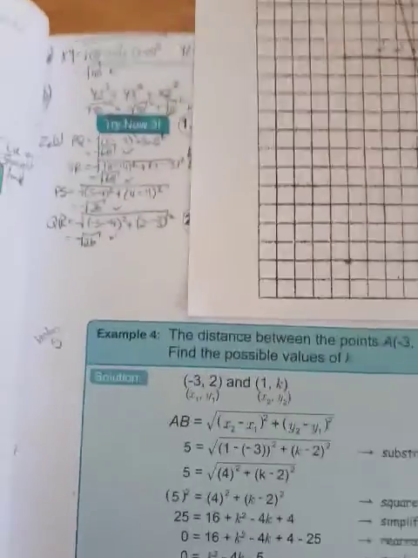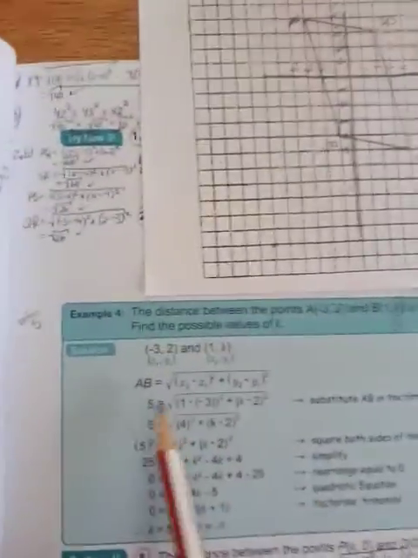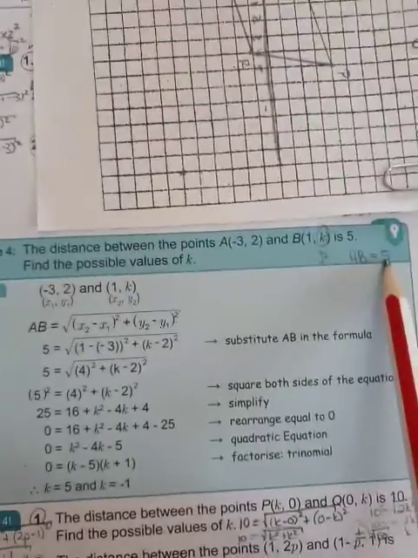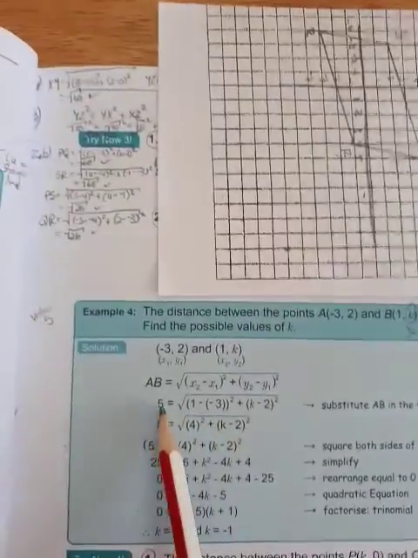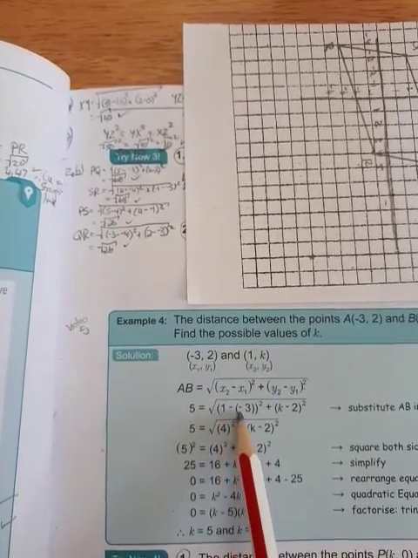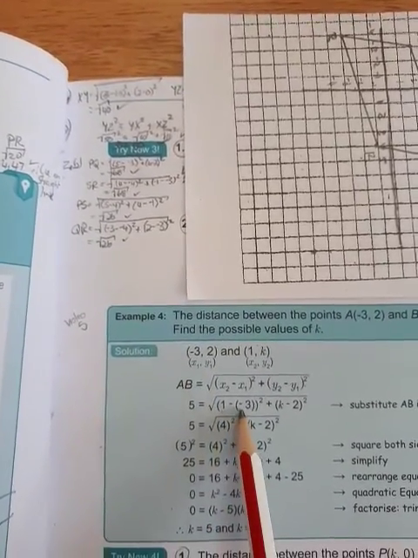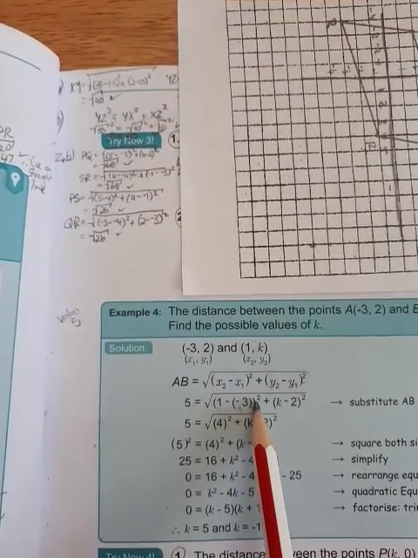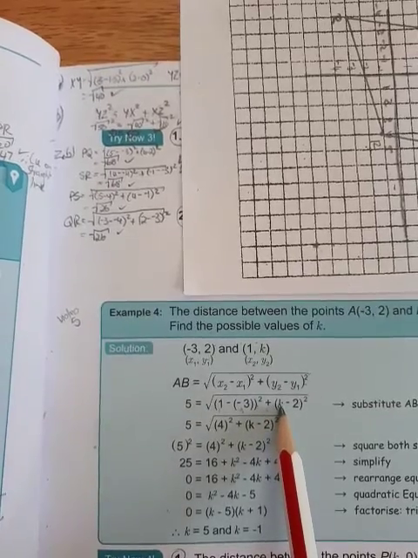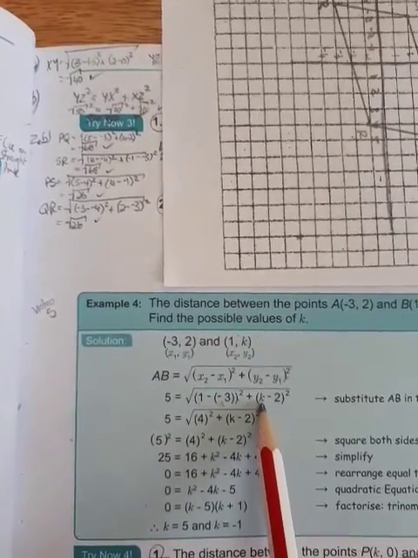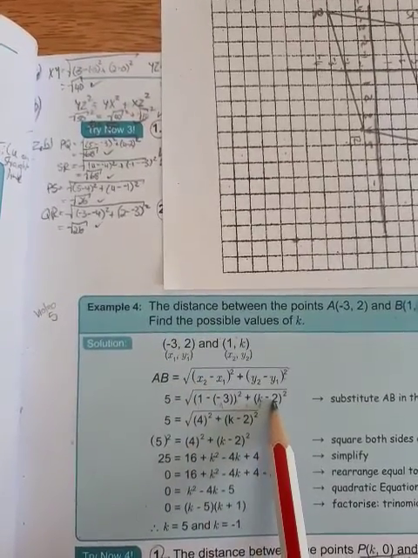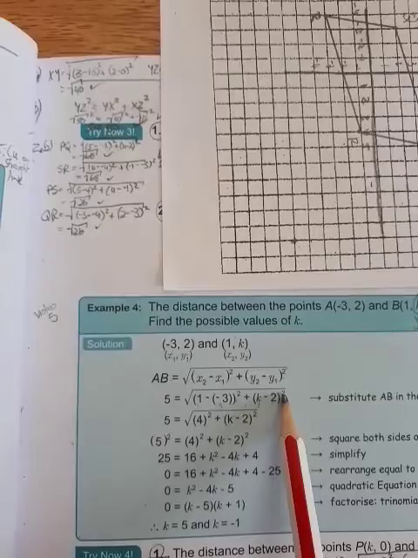Then you substitute your values. Instead of AB, we are going to write 5 because they are giving us the length as 5. Then x2 is 1, x1 is negative 3, subtract negative 3 and square that. Plus, now y2 is k. We can only substitute k, we don't have a value there. Minus y1 is 2, substitute the 2, and that you must square.